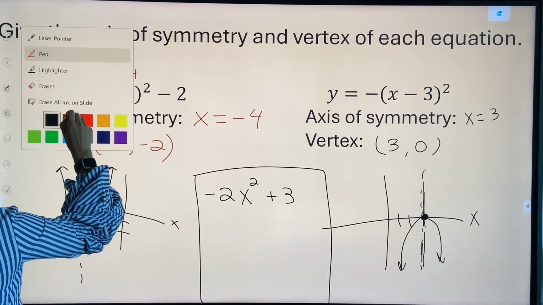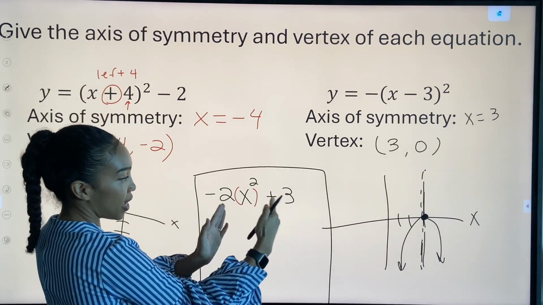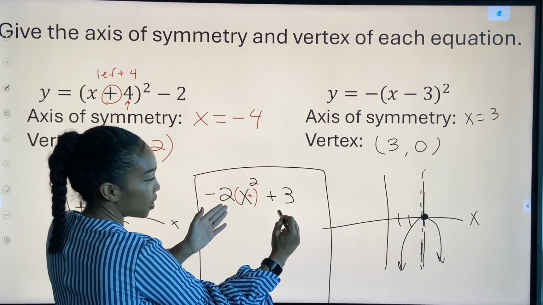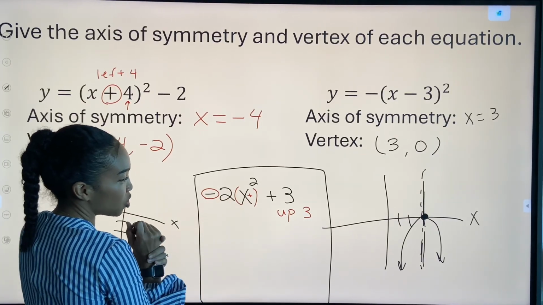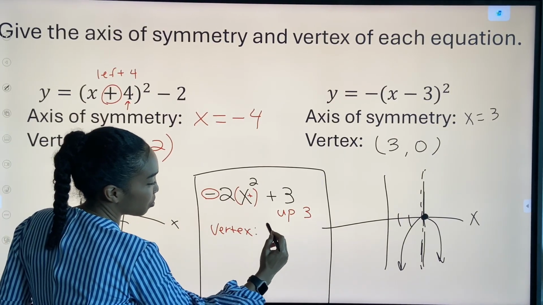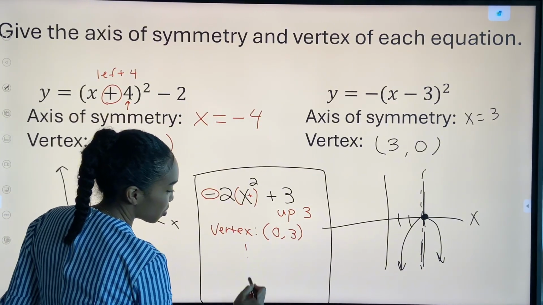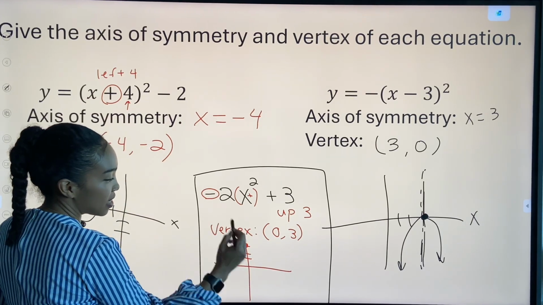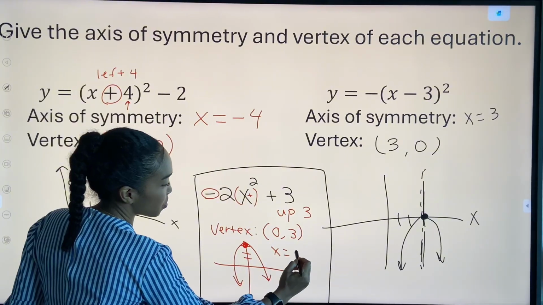Now you guys are normally used to seeing this x in parentheses. However, it didn't move left or right. That's why there's no plus something or minus something. So it only went up 3, and of course it's reflected and it stretches by 2. So your vertex, it didn't move left or right, so that's just 0, but it did go up 3. So if you were to graph this, it'd be right here, and it's facing down. Your axis of symmetry is x equals 0.